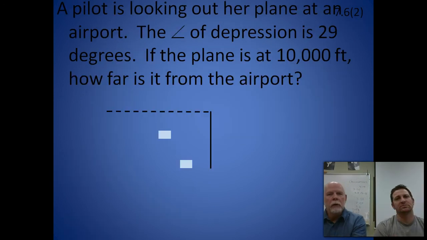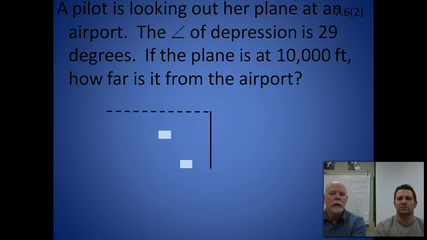So what if we are a pilot? A pilot is looking out her plane at an airport. The angle of depression, so again, she's up in the sky, is 29 degrees this time. If the plane is at 10,000 feet, how far is it from the airport?